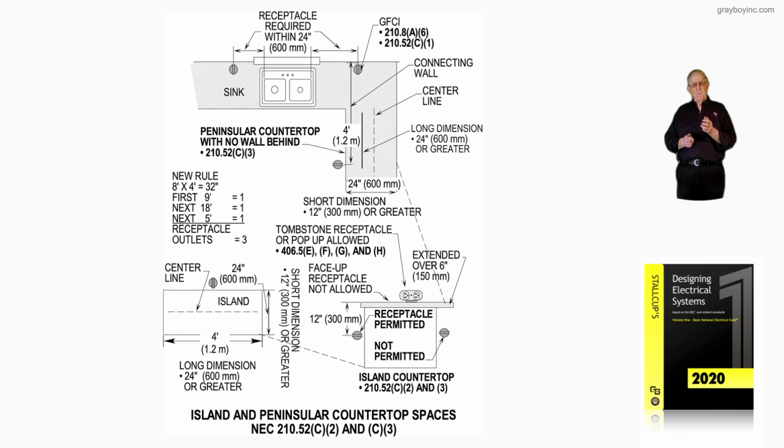So as I've said before, you're either a countertop with a wall behind it, you're a peninsula without a wall behind it, or you're an island. And those are the 3 methods of installation of these receptacles that electricians are going to review when they're in the kitchen area.